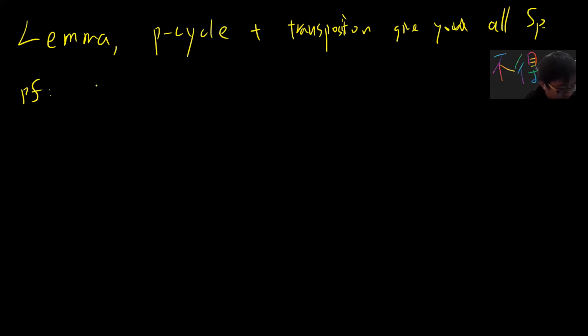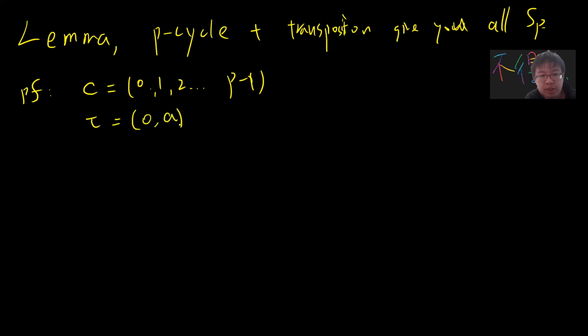So let's talk about the shortcut. Okay, so let's prove it. Suppose your c is basically (0, 1, up to p minus 1), and then I can reorder it like this, and I can define tau to be, let's say, (0 A). Because I can relabel the first two non-real roots to be 0 and A, and I relabel the rest as 0, 1, 2, up to p minus 1, and (0 A).